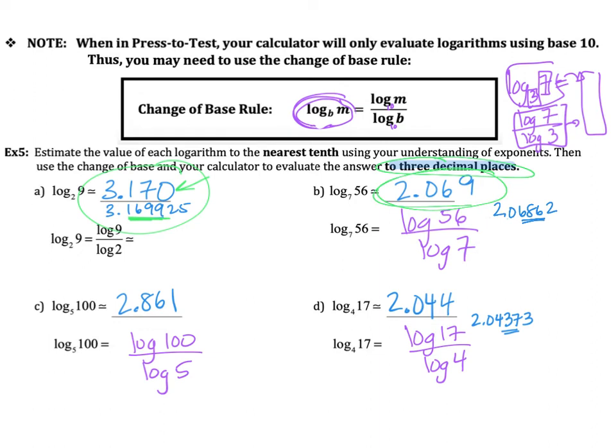This one rounded correctly was 2.069, or you could have had this answer here. Here we had 2.861, and letter D was 2.044. Again, we had to do the rounding.